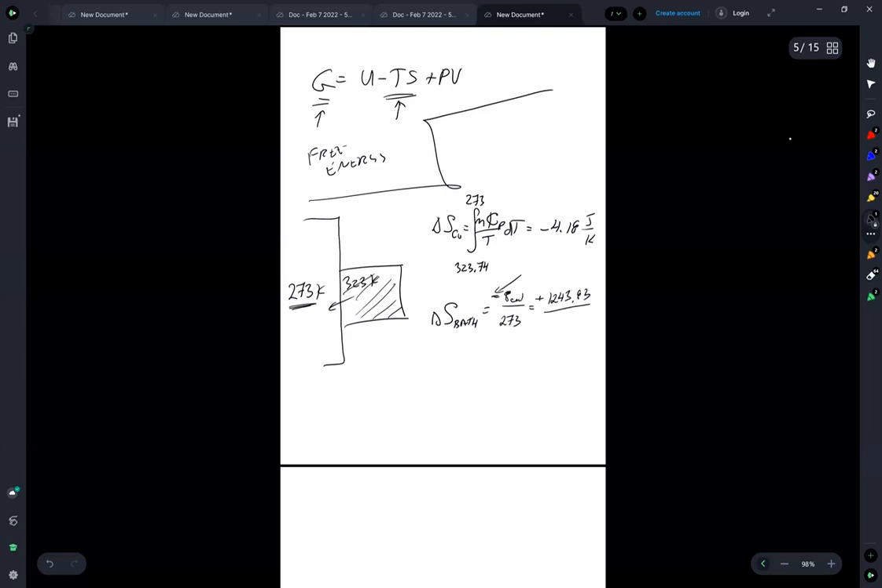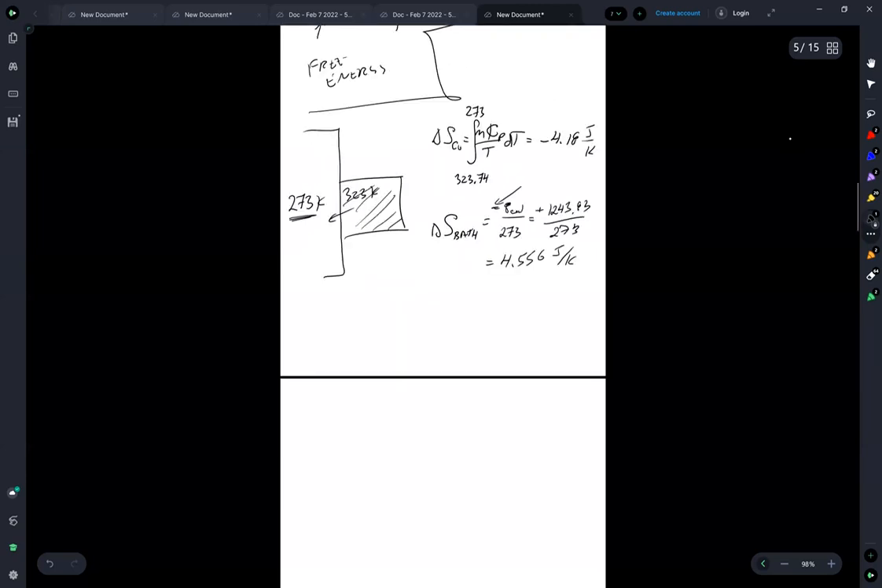1243.83 divided by 273 is equal to 4.556 joule per Kelvin, which means delta S for cooling is 0.376, right? So that's just delta S bath plus delta S copper. That's joule per Kelvin.